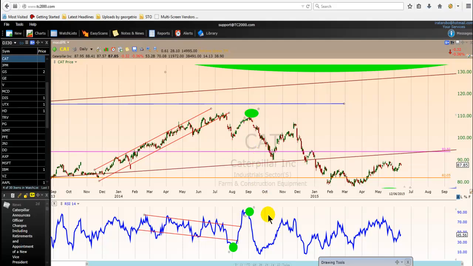The third condition, which is very, very important: the RSI must now change direction for the second time. You see here, it changed direction before breaking the channel significantly. Here, the RSI must start changing direction.